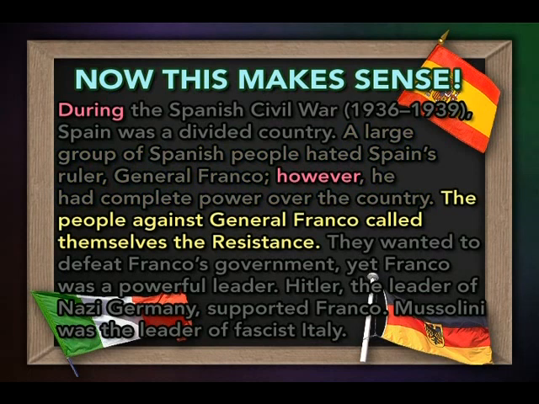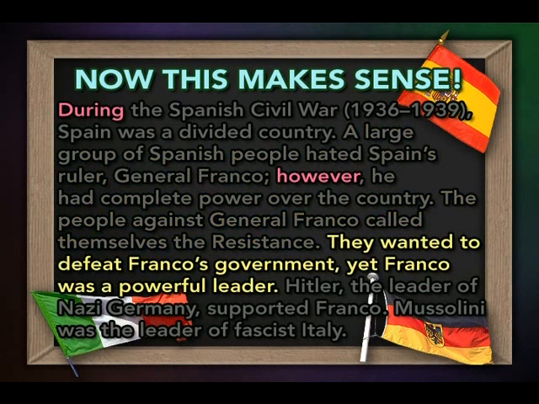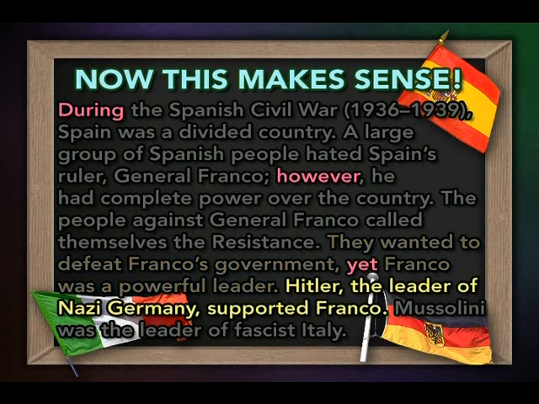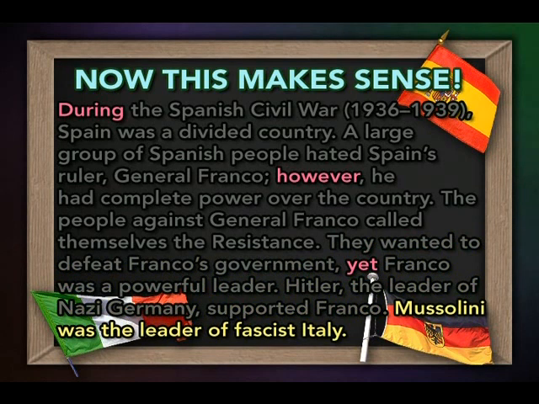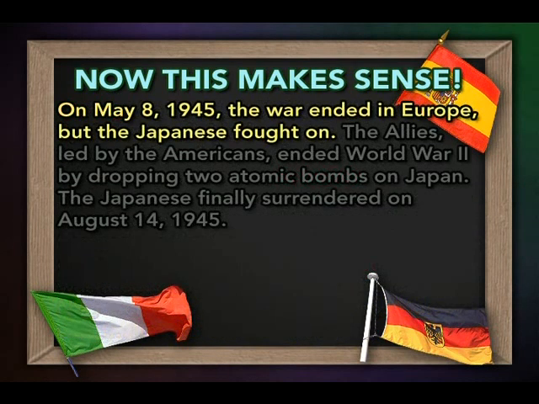The people against General Franco called themselves the Resistance. They wanted to defeat Franco's government, yet Franco was a powerful leader. Again, I'm showing the relationship with yet. Hitler, the leader of Nazi Germany, supported Franco. Mussolini was the leader of fascist Italy. On May 8, 1945, the war ended in Europe, but the Japanese fought on. I'm using the but to show a contrast. The war ended. However, nevertheless, or but, the Japanese continued to fight.